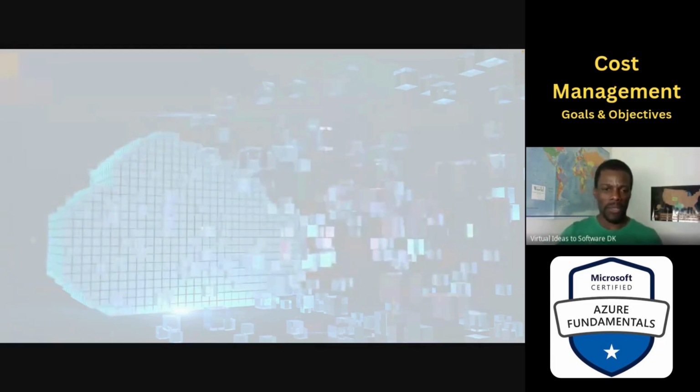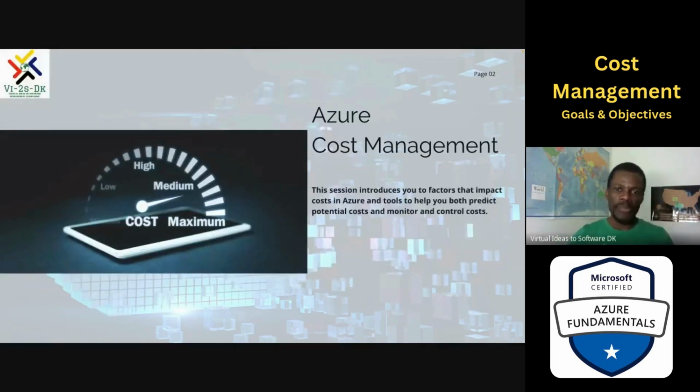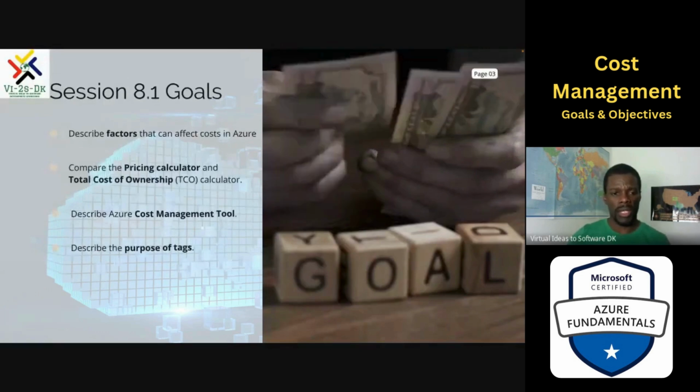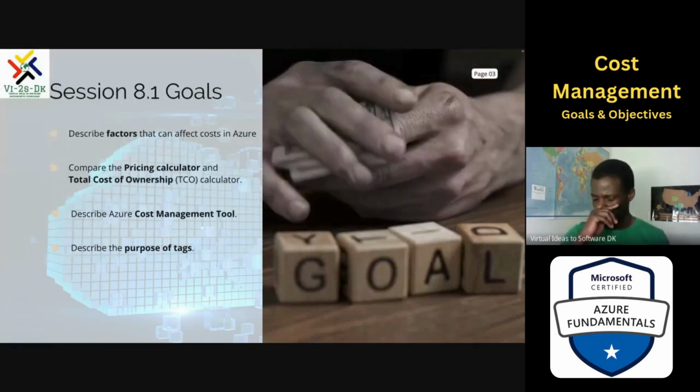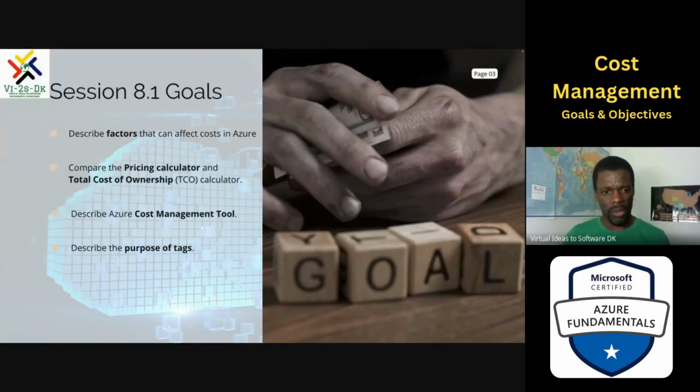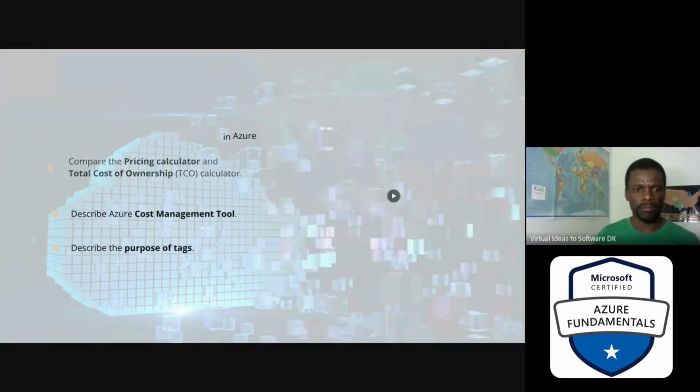All right, what are we going to do today? We're going to look at cost management to begin with. So we'll get introduced to some of the factors that impact cost, as well as predicting potential costs and monitoring and controlling costs. Like I said earlier, factors are going to be the first outcome that we need to get. Look at pricing calculator, as well as total cost of ownership, how the cost management tool works, and the purpose of tags. So let's dive in.